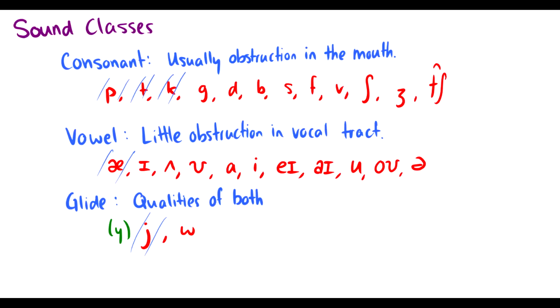So first we have consonants. Now, consonants are defined as having an obstruction in the mouth. So there has to be some limitation of air in the mouth. It can't just be free-flowing. If the air is free-flowing and only the tongue is moving, we'll call that a vowel. So there's very little obstruction, and of course you have to play around with your mouth a little bit.